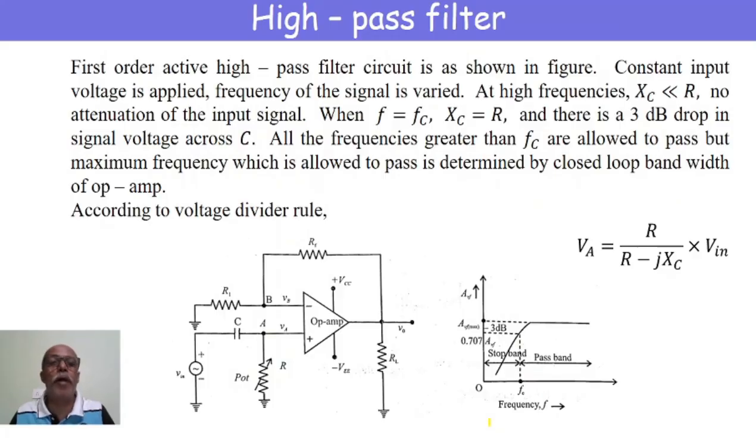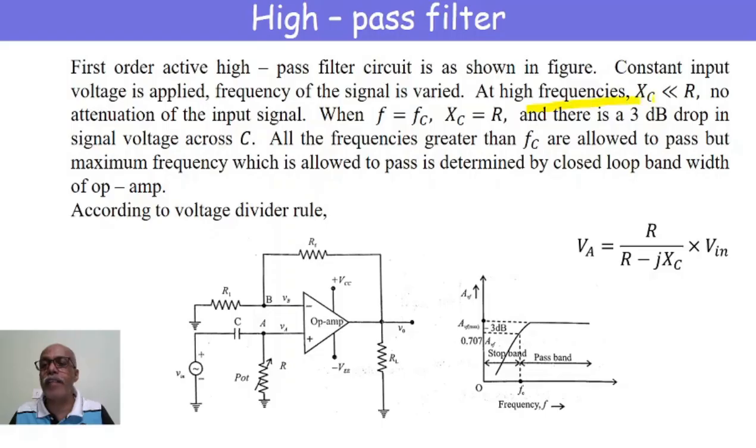Now coming to the high pass filter. This is a circuit diagram which represents the high pass filter. Again, it consists of resistors and capacitors, hence it is a passive filter. The input is applied through the capacitor to the non-inverting input terminal, whereas the inverting terminal is grounded, and there is a feedback resistance connected between the output and the inverting input terminal.